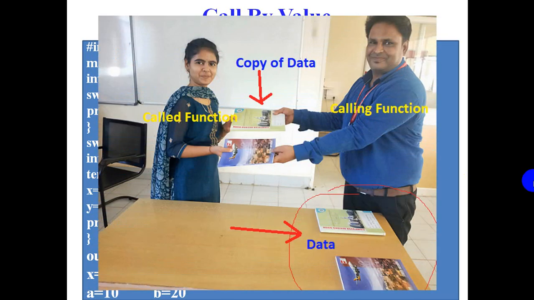We'll see it in an example. Here you can see this is a calling function, that is nothing but the main function. This is a called function, that is, here I have taken swap. So swap is a called function. Here you can see this is the data. These are the actual parameters, or you can say this is the original data. So a copy of this data is sent to the called function, that is, the main function is sending a copy of data to the swap function. Now we'll see what the swap function is going to do.